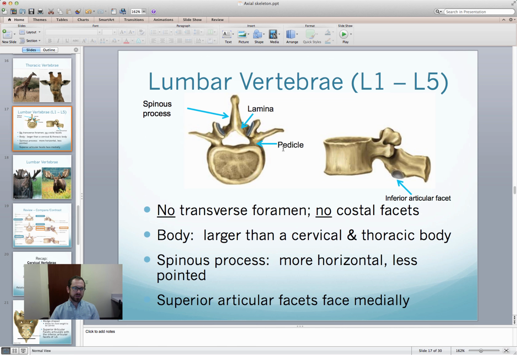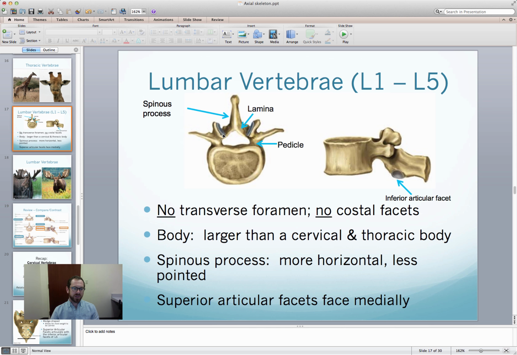Moving into the lumbar vertebrae now. Again, we do not have transverse foramen, and we also don't have costal facets, and that makes sense because we don't have rib articulation at our lumbar vertebrae. We still have a spinous process. It's not as sharply facing inferiorly as did the thoracic vertebrae. It's relatively linear, it's relatively flatter.